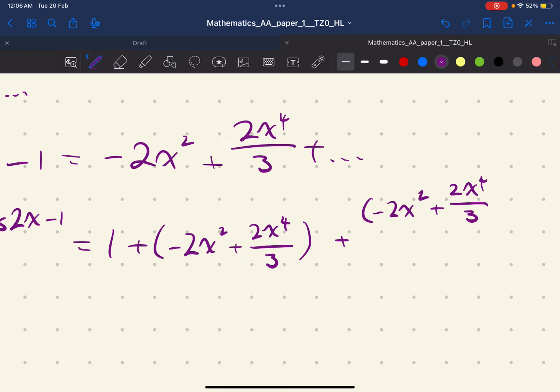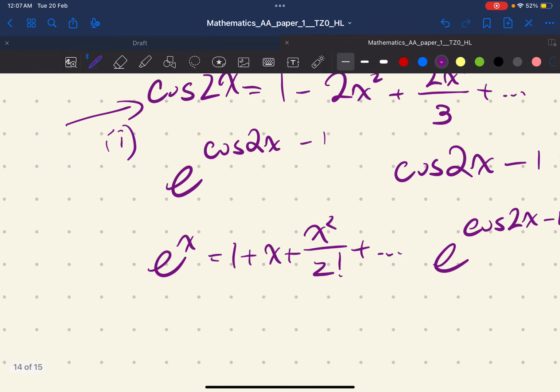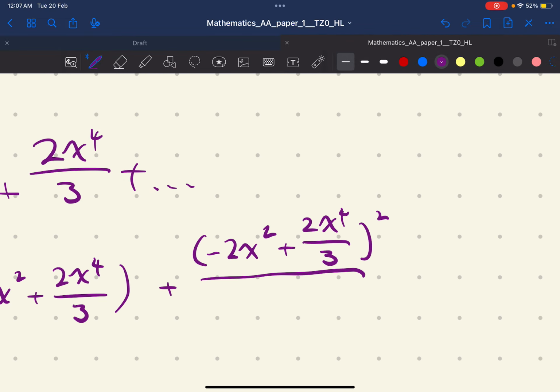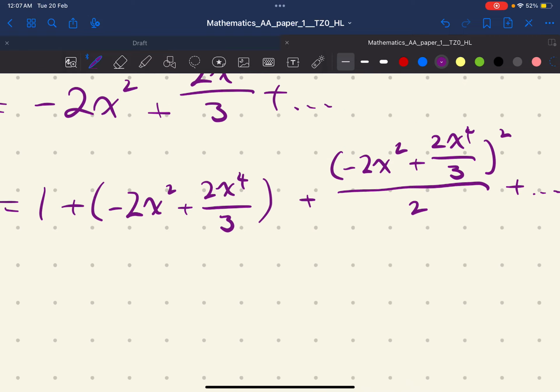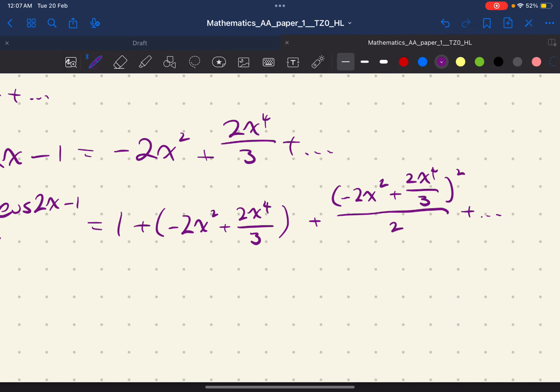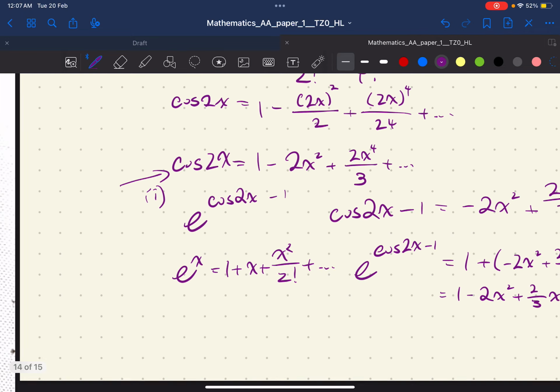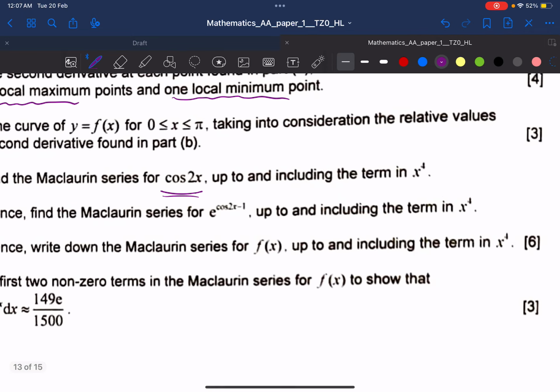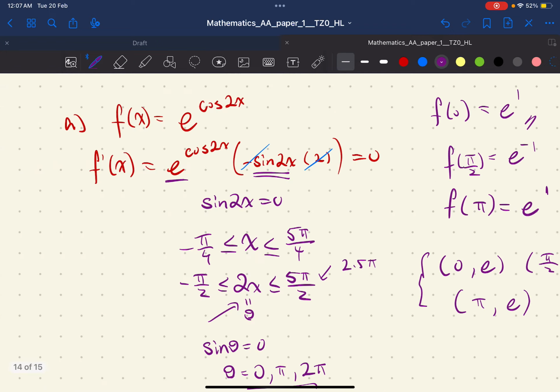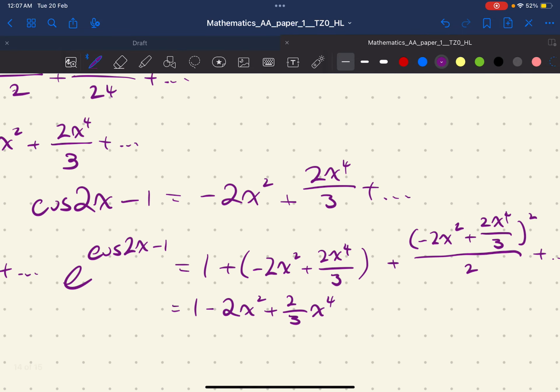It's kind of annoying, which I agree, but I think Maclaurin series should probably be one of the most straightforward topics because you're just using a formula. Okay, so we just group up numbers. So 1 minus 2x squared plus 2 over 3 x power 4. Okay, and then we just look at the question again. Up to where? Oh, including the x power 4. So x power 5, x power 6, they're all gone, no more. Okay, so x power 4 is our end goal.